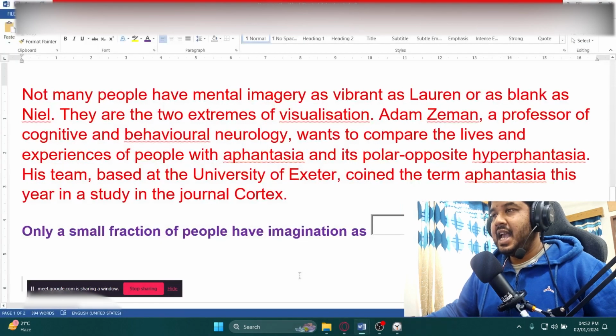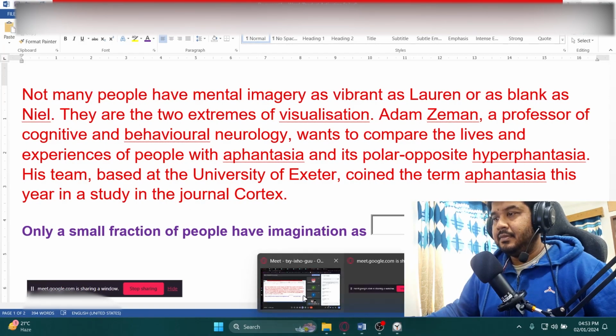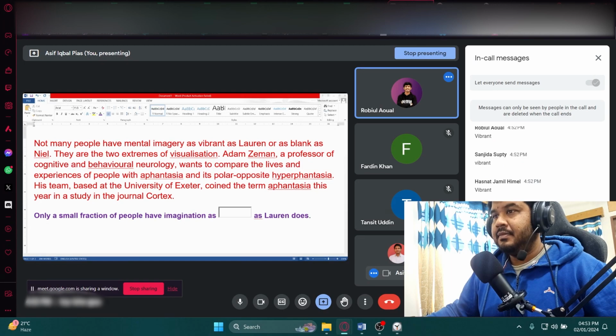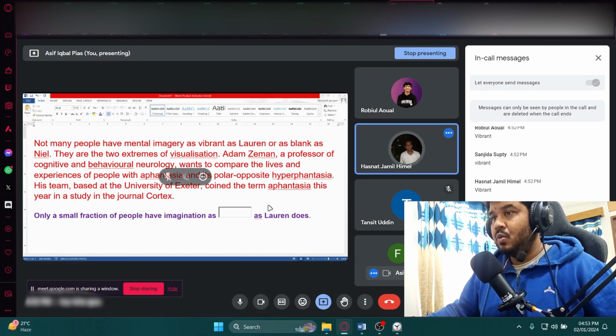What type of imagination does Lauren have? She has a vibrant imagination. How do you know? First line. Right. Good. What does it say? How do you pick the word vibrant?